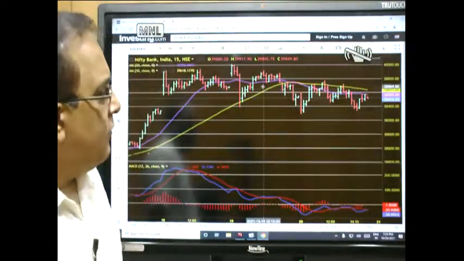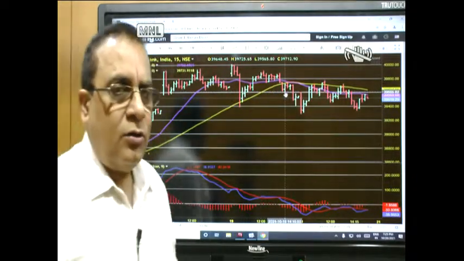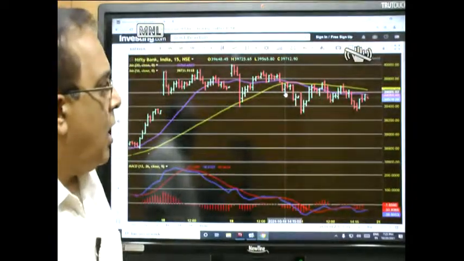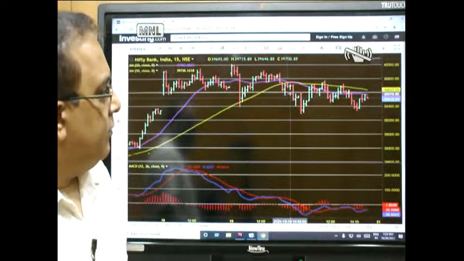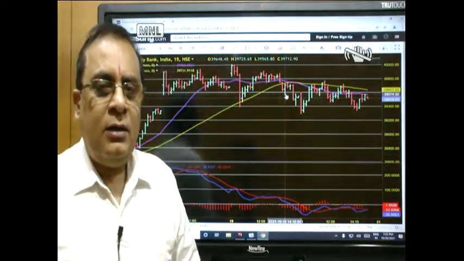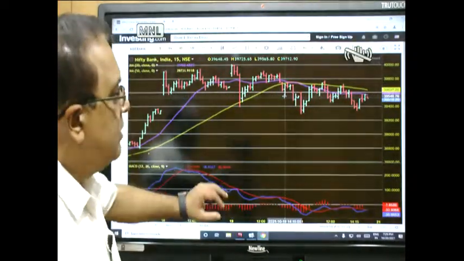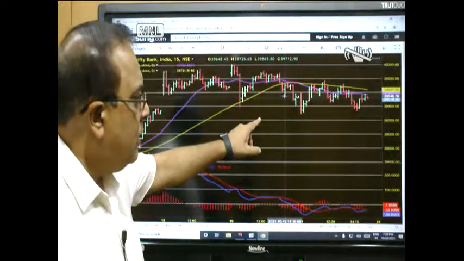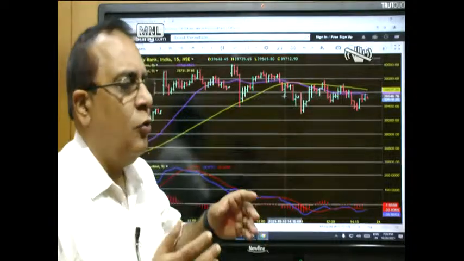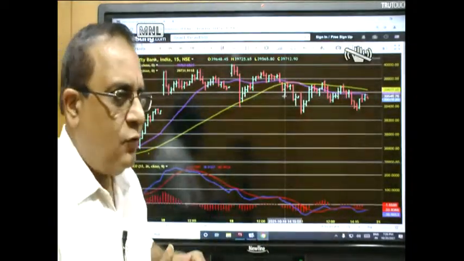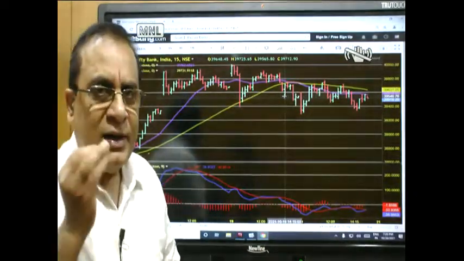Now, you can look at the chart. Once it crossed below the 50 moving average, allow a pivot to be formed. This is the pivot, right? Why is this a pivot? This is a pivot low, because the low is lower than the previous bar low, and the low is also lower than the succeeding bar low. That is why this is a pivot low.